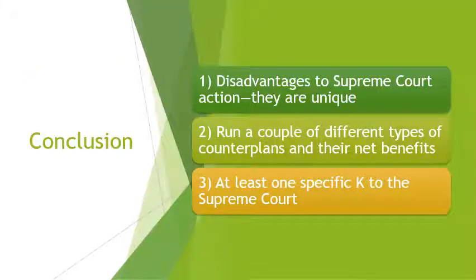So I've talked about disadvantages to Supreme Court action. They are different than other kinds of disadvantages, and you should be familiar with them. I've talked about a couple of different types of counterplans you can run, the Congress counterplan and the Constitutional Amendment counterplan and their net benefit. And I've talked about at least one specific case of the Supreme Court, which should give you some arguments you can run against Supreme Court cases, which could be very popular on this topic.